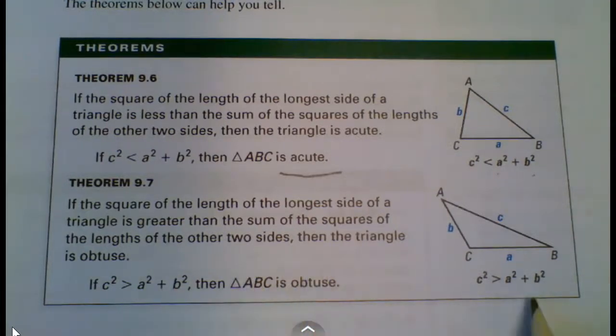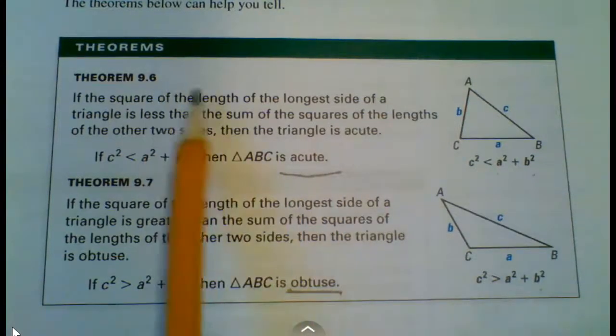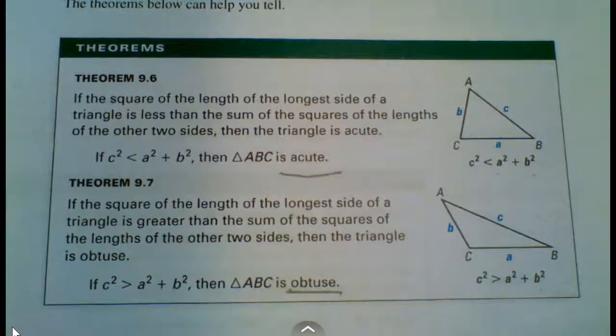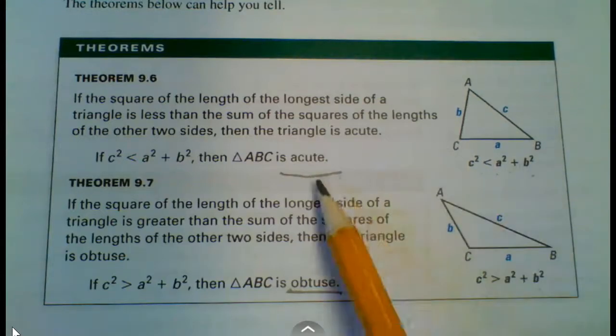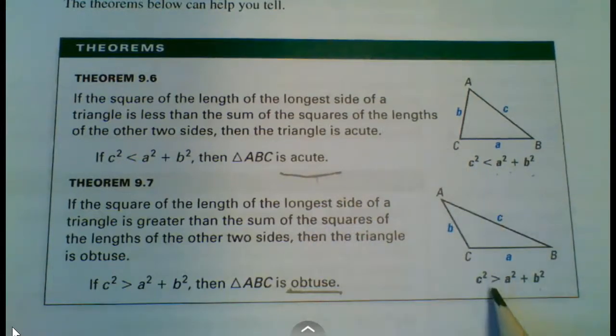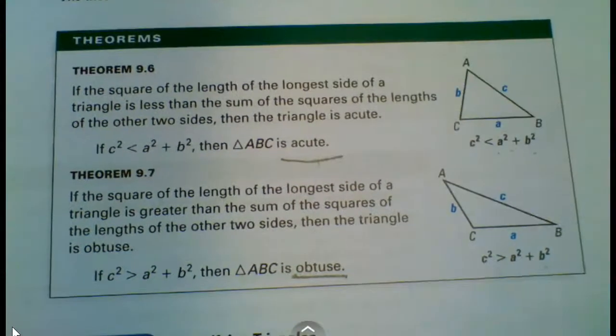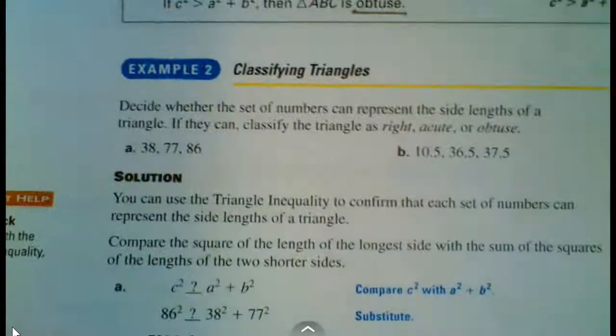That basically means that if c squared is larger than a squared plus b squared, then it's obtuse. Those are two important theorems. You don't have to write down theorem 9.6 whatever, but these are two important theorems to know. Again, this is simplified. If c squared is smaller than a squared plus b squared, it's acute. And if c squared is bigger than a squared plus b squared, then it's obtuse. So that's our other half we're going to check out now.